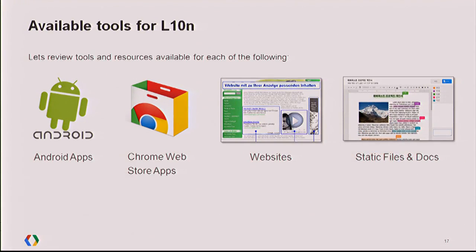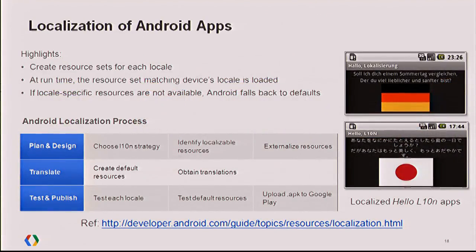Now let's look at some of the available tools for each of these kinds of applications: Android apps, Chrome Web Store apps, your website, and your static files and docs as well. So let's take them one by one. First is localization of your Android apps.